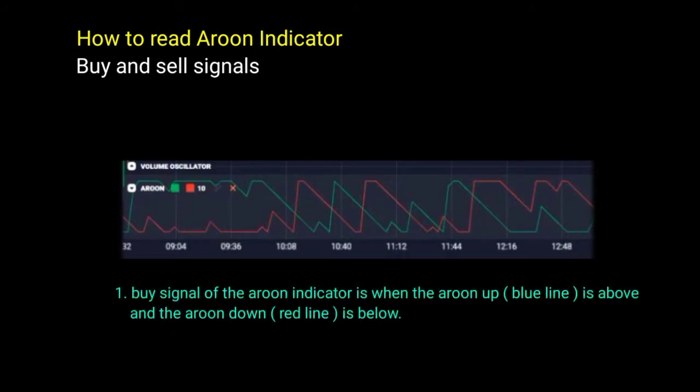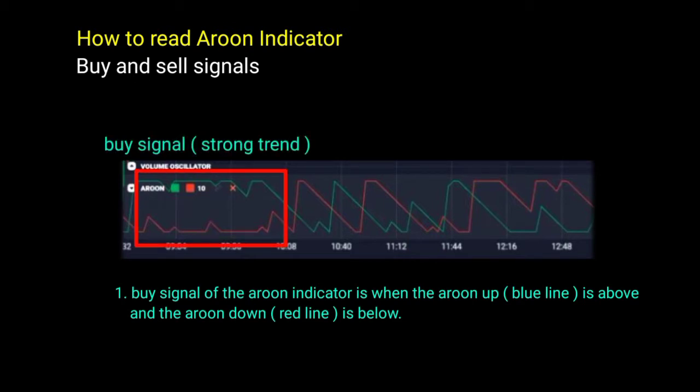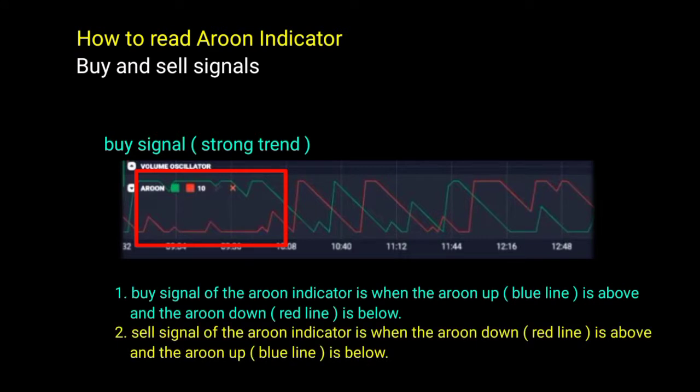The buy signal of the RUN indicator is when the Run-Up is above and the Run-Down is below. The sell signal of the RUN indicator is when the Run-Down is above and the Run-Up is below.